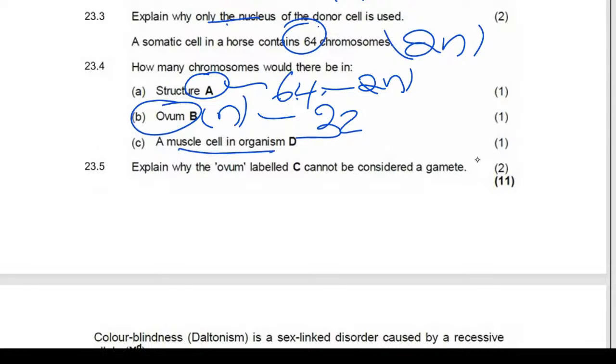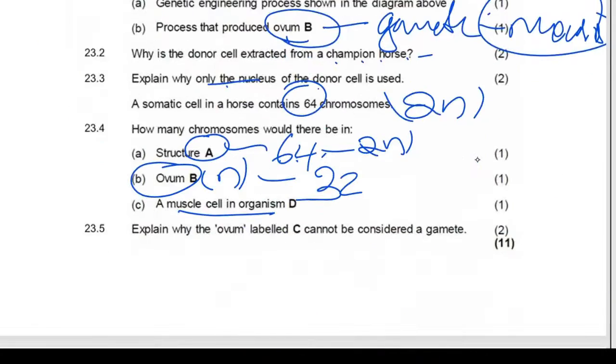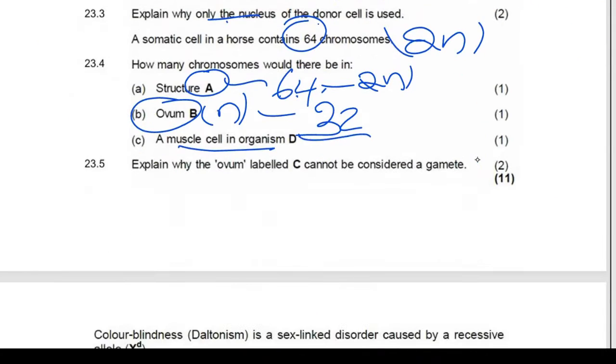Muscle cell is a somatic cell. I don't even need to come back and see D. It's enough. It's a somatic cell. Therefore, it's diploid. Therefore, it's going to be 64. Remember, only sperm and ovum are haploid. The rest are diploid. You must know that.